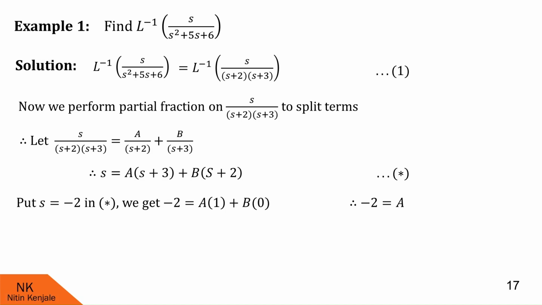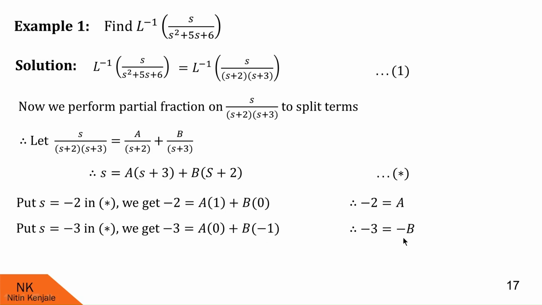On similar lines, to find the value of b, we are going to substitute s is equal to minus 3 in this equation star. So we get minus 3 is equal to a into 0 plus b into minus 1. Therefore, b is equal to 3. Now we substitute these values of a and b in this equation. Therefore, s upon (s plus 2) into (s plus 3) now becomes minus 2 upon s plus 2 plus 3 upon s plus 3.